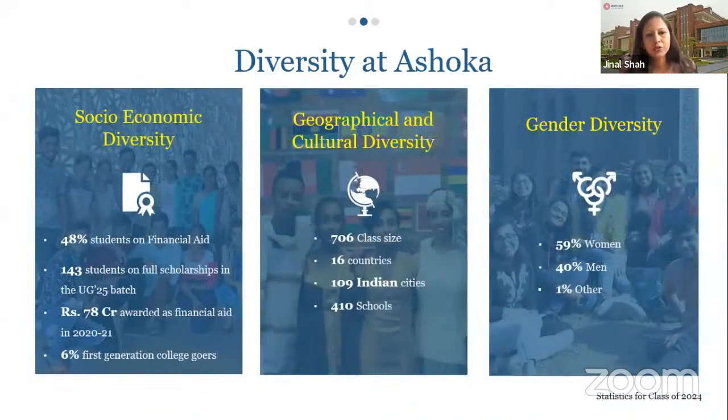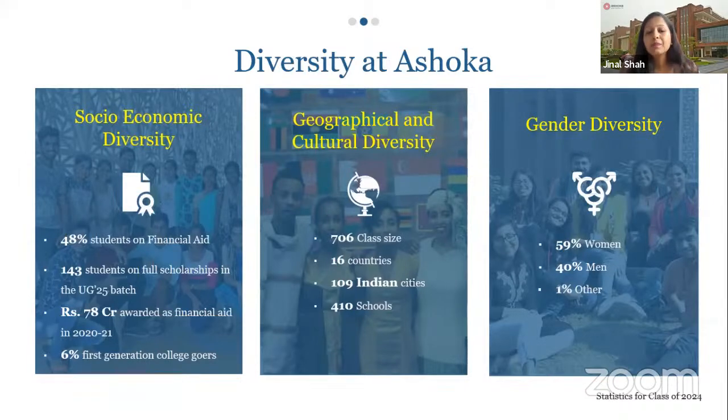Talking about the diversity at Ashoka, we've already spoken about the economic diversity. I'd like to focus on the geographical and cultural diversity. For a class of 700 students, we have students from 16 countries, 109 cities, and 410 schools. And this is important because till now, I assume that most of you have probably studied in one or two schools in your life, lived in one or two cities largely.